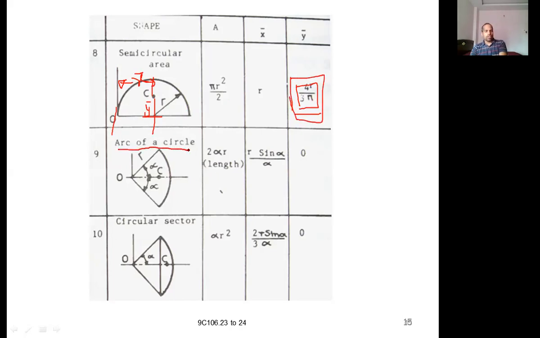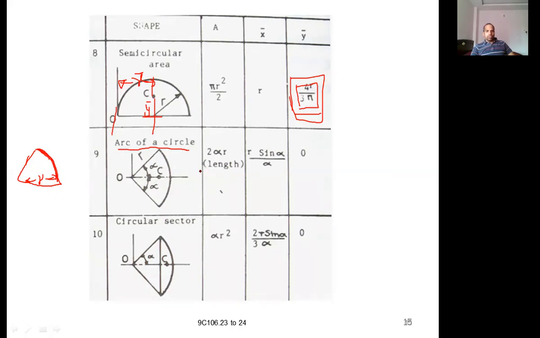Next, arc of a circle. This is only an arc of a circle, not the sector. A sector is a part of the circle, whereas the arc of a circle is only a line. This is just a line, its center is this one, and the radius is r. It doesn't have any area, these are just radial lines, whereas the sector is a part of your circle and is also an area.